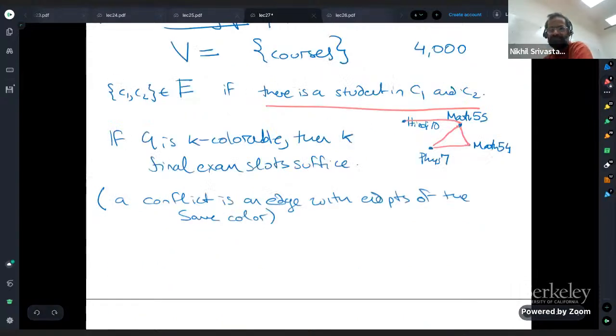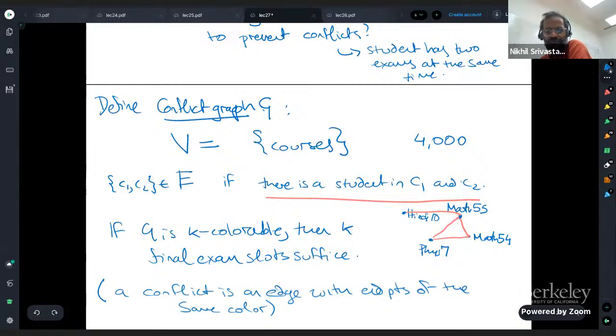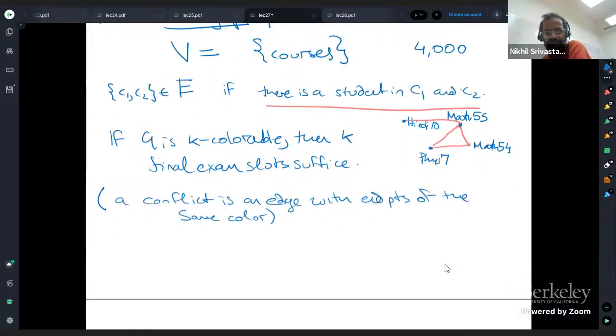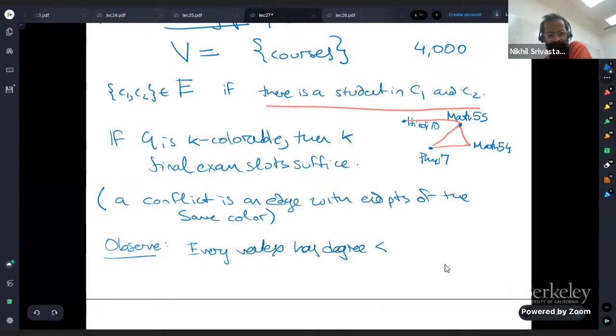And so, for example, this theorem immediately tells us that the number of slots you need actually has nothing to do with the 20,000 students directly. I mean, of course, more students will create more edges in this graph, but it actually only has to do with this local property, which is the degree. And now the question is, what is the degree of vertices in the graph? So maybe the key observation is that every vertex has degree at most 50.